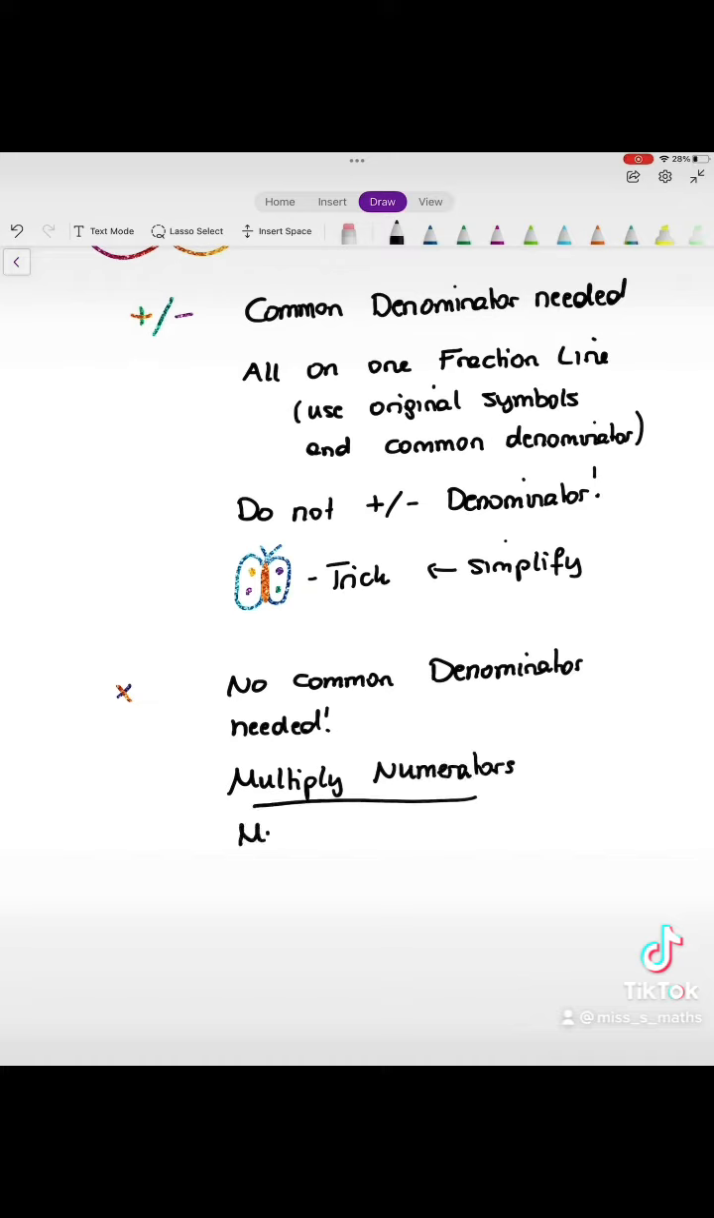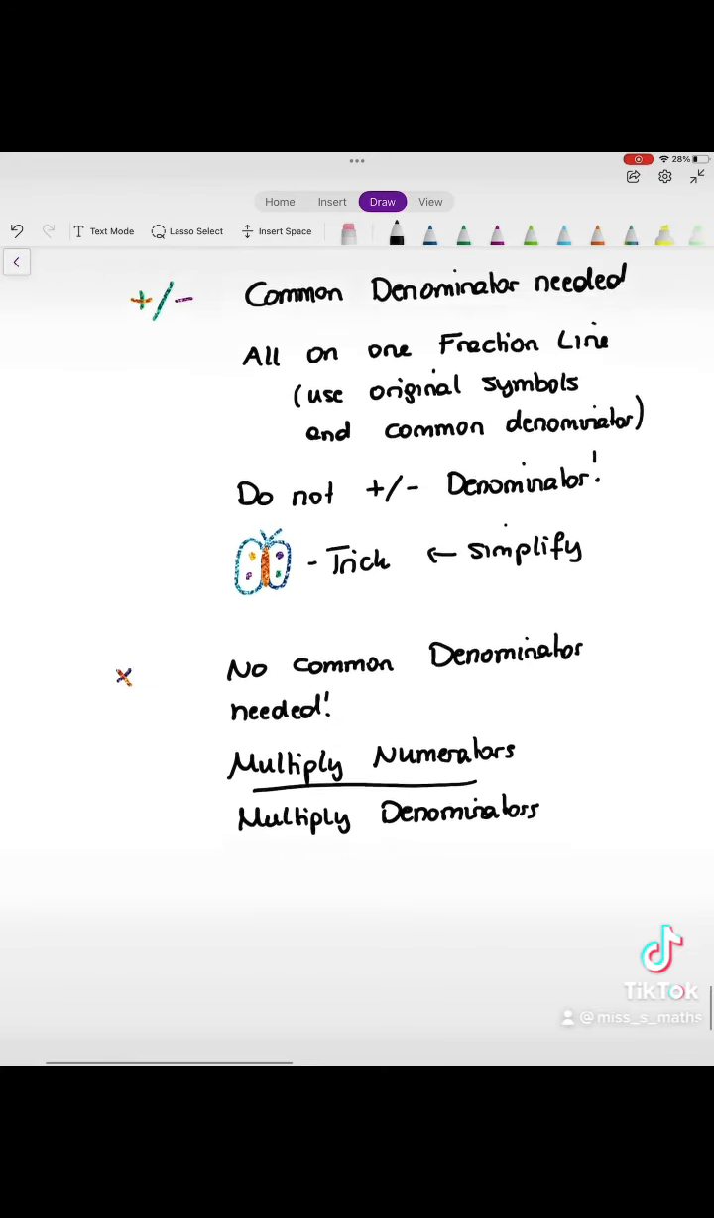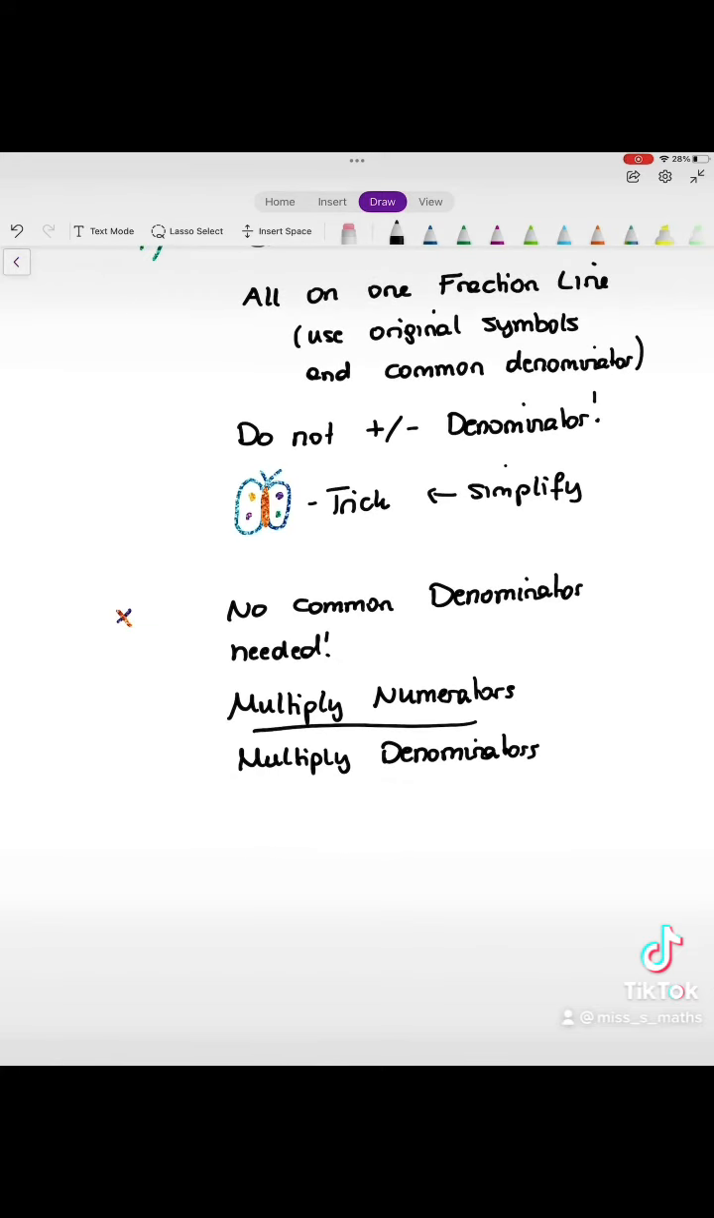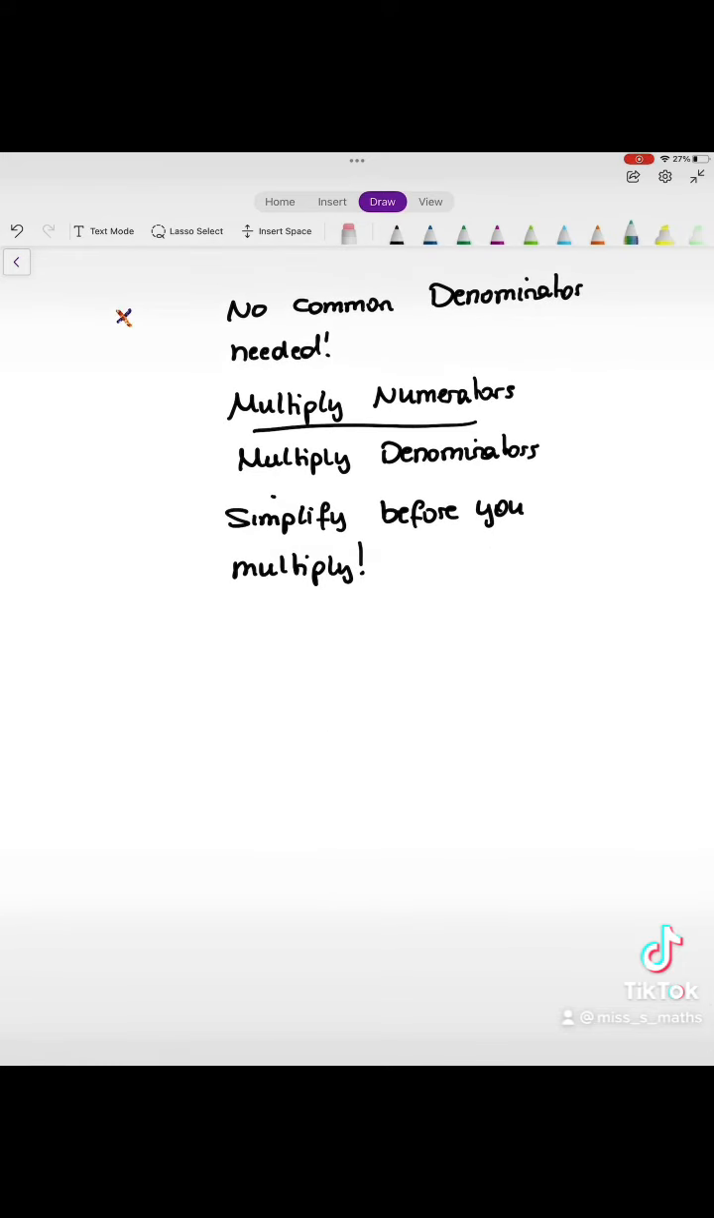Now, when you multiply, you do not need to look for any common denominators. All you have to do is multiply your numerators and put it over the product of your denominators, and then you simplify. So that's quite simple. Just multiply the tops, multiply the bottoms, and then simplify before you actually multiply those numbers out.